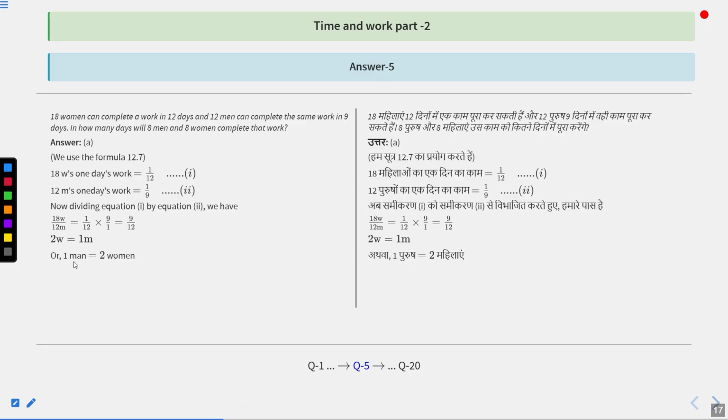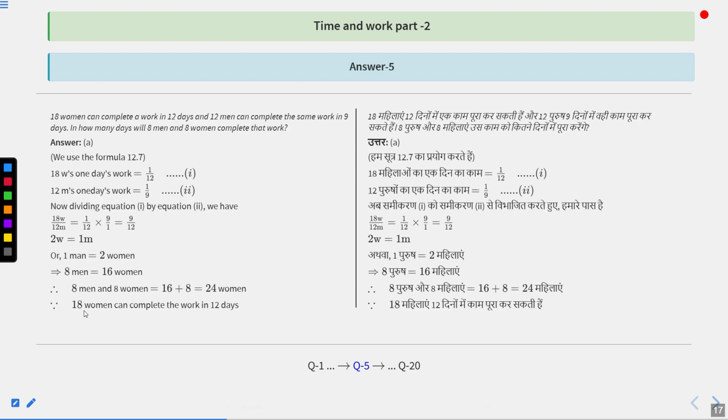Or we can say that one man equals two women. So 8 men equals 16 women. Clear? So now in the question, in how many days will 8 men and 8 women complete the work? So 8 men and 8 women. We can write it in place of 8 men equals 16 women, plus 8 women. So it will become 24 women.